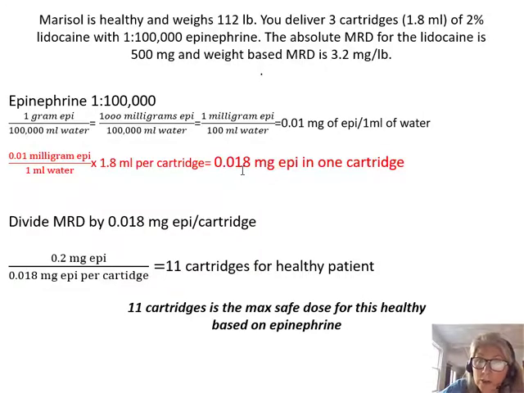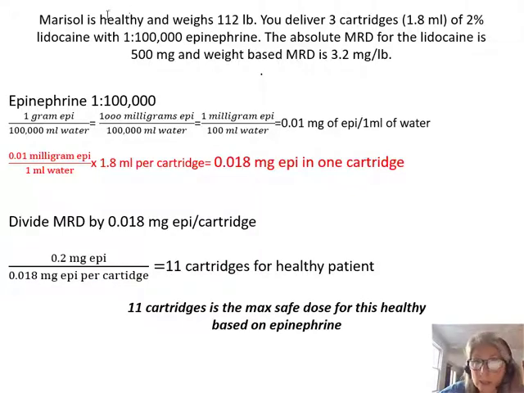So for Marisol, you can see I didn't give you an MRD for epinephrine because that is something you're going to need to memorize. So we have a healthy MRD of epinephrine, which is 0.2. And then we have a maximum recommended dose based on a cardiovascular patient, someone with heart disease, high blood pressure, and that's 1/5 the dose, or 0.04. So you will have to memorize those numbers as the maximum recommended dose of epinephrine for the healthy patient and for the cardiovascular patient.